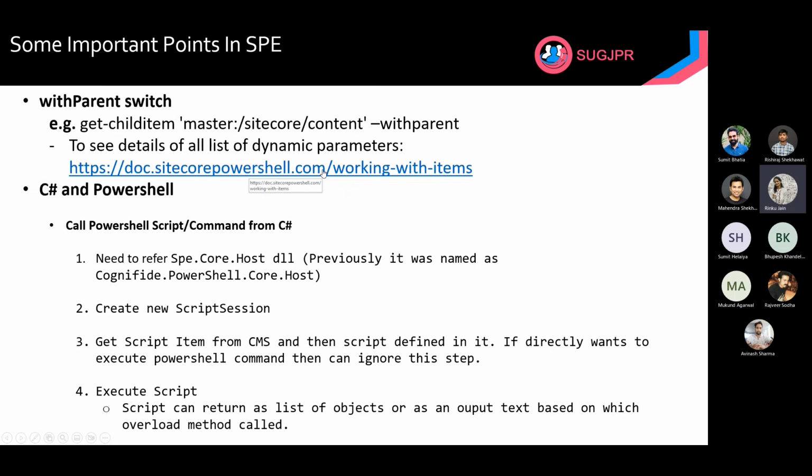So what it does is, let's say when you get child items, sometimes we have a requirement where we need the parent item as well. Otherwise, we have to do get child item, and then for the parent item, we have to do get item. So if we don't want two different statements for the same path, we can use the with parent switch. Just add it over here, and it will return the child as well as its parent.